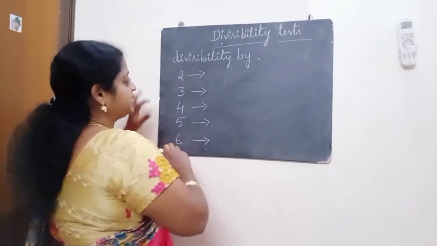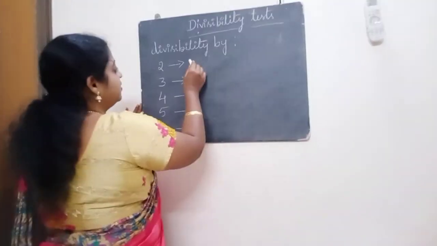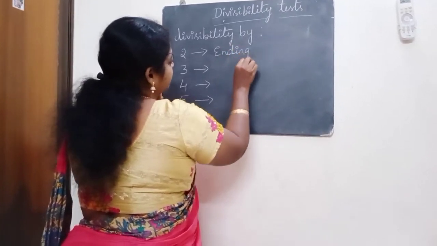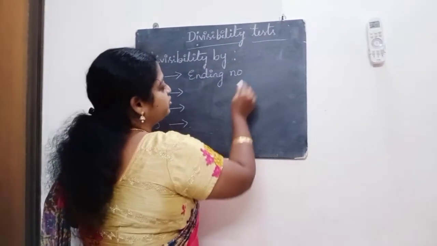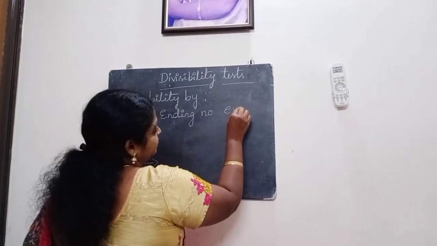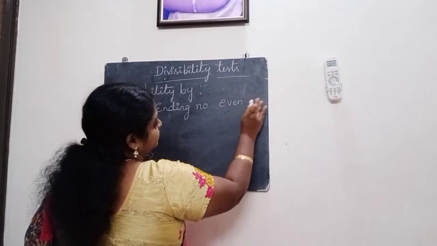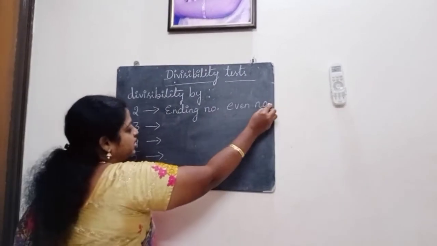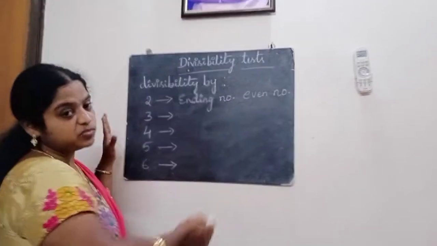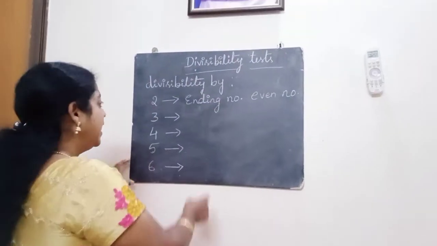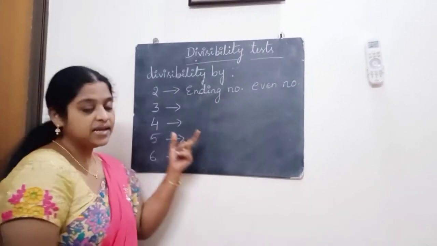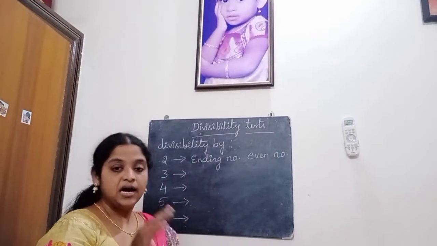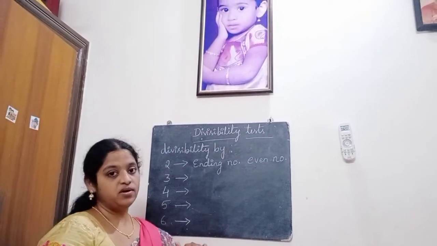Divisibility by 2 first. What is the rule for 2? The ending number should be an even number. Okay children, I can't write it here in full. The board is very small, so you have to adjust. Ending number should be an even number. The examples for this I will explain later, after this. I will give you the rules first, and after that I will explain each rule with one example.